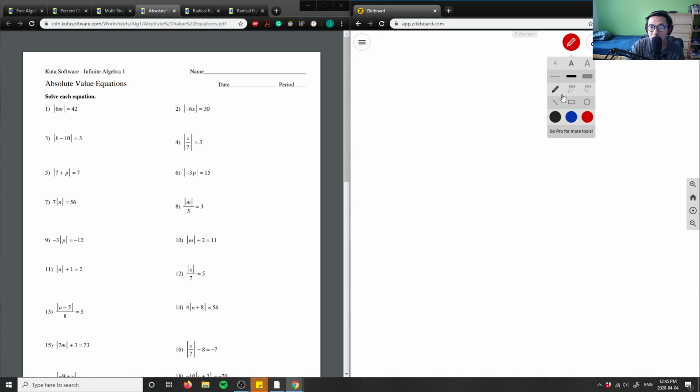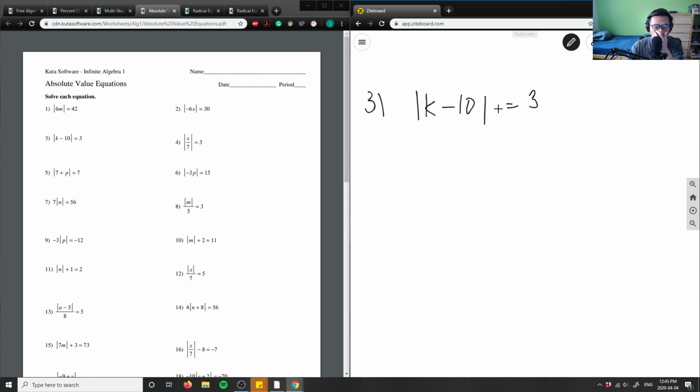So this here is 3. So this is absolute value bar of k minus 10 equals 3. So again, maybe take a moment to figure this out. How would I solve this equation here? So again, I have an absolute value bar of k minus 10. What I have to do is isolate for this k, right?